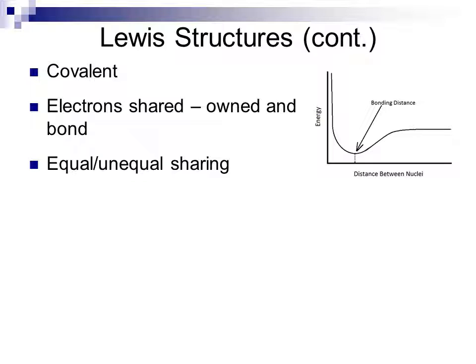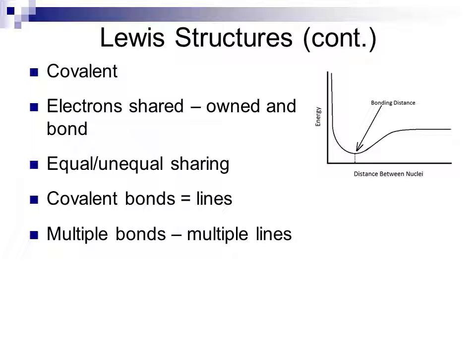There are 2 different types of covalent substances. We have covalent substances in which the bond between them is shared equally, which are nonpolar, and those in which the bond is shared unequally, which are polar. Covalent bonds are represented using lines. So a line between 2 atoms represents a covalent bond.